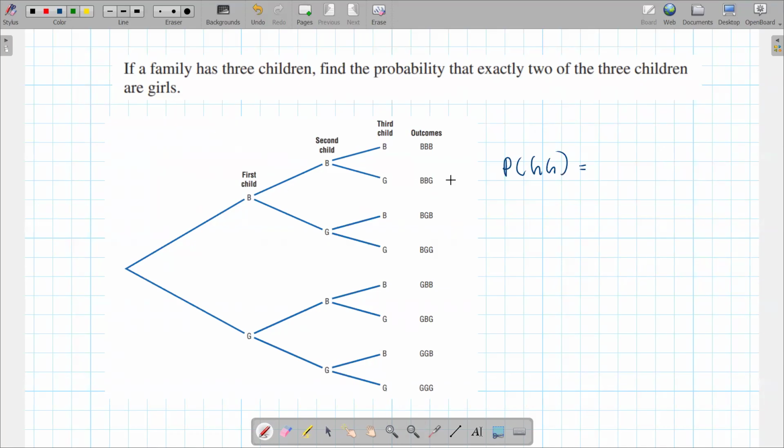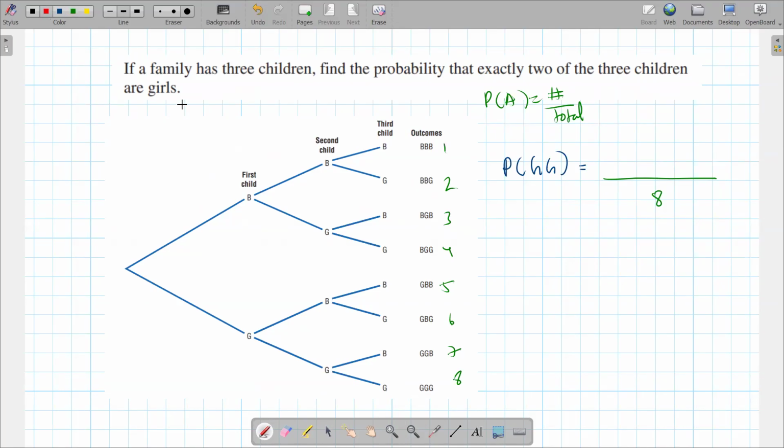Again, the formula is the same. Just remember, P(A) is a number divided by the total. What's the total? How many outcomes do we have here? 1, 2, 3, 4, 5, 6, 7, 8. So there are 8 outcomes. So your total is going to be 8. That's the number of outcomes in your sample space. Now this is the tricky part. How many outcomes have exactly 2 girls?